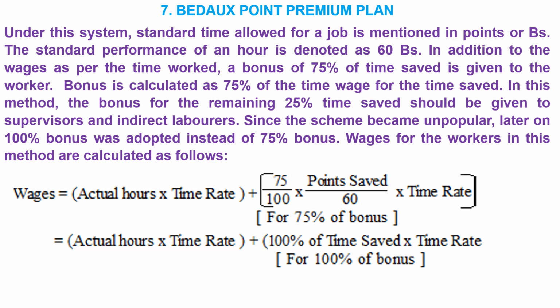Bonus is calculated as 75% of the time wage for the time saved. In this method, the bonus for the remaining 25% time saved should be given to supervisors and indirect laborers. Since the scheme became unpopular, later on 100% bonus was adopted instead of 75% bonus. Wages for the workers in this method are calculated as follows.